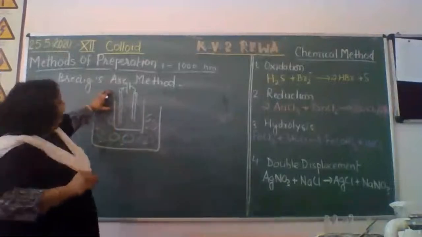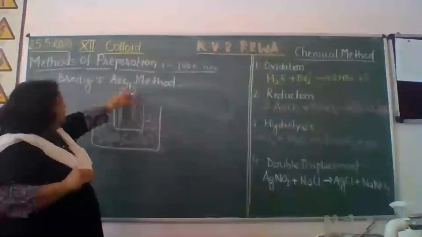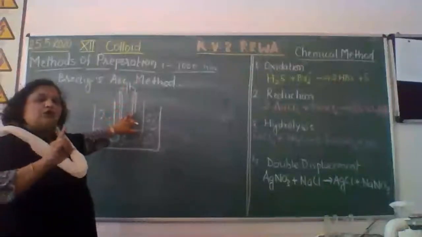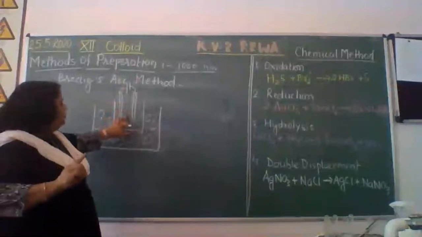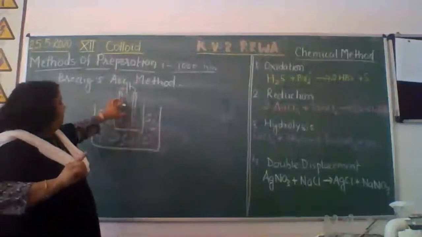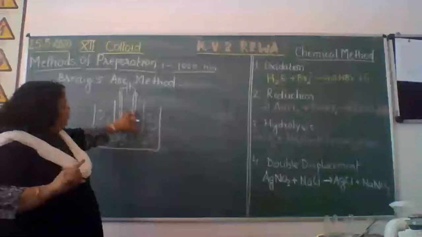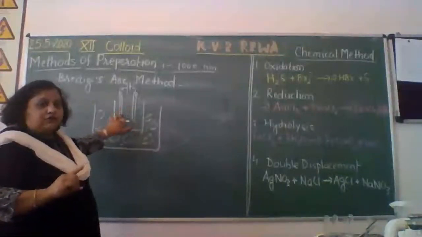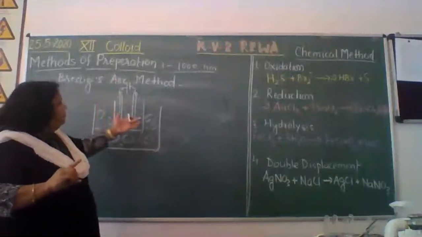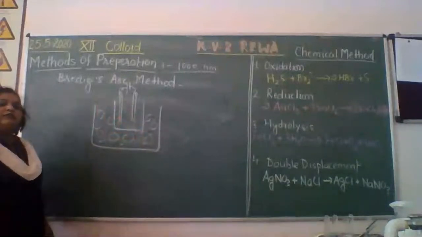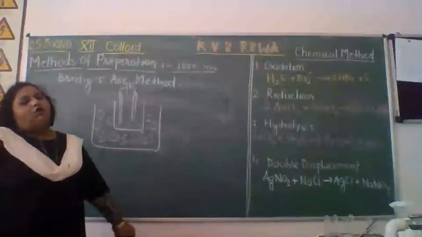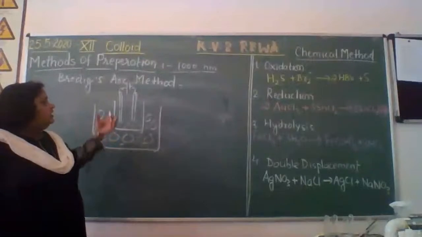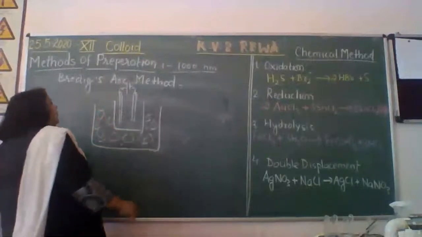What happens now? Both of these are the rods of the metals of which you want to prepare the colloid. If you want to prepare the colloidal solution of gold, take rods of gold. If you want to prepare the colloidal solution of silver, take rods of silver, right? This method is especially applicable for the preparation of colloidal solutions of metals, and especially these noble metals.